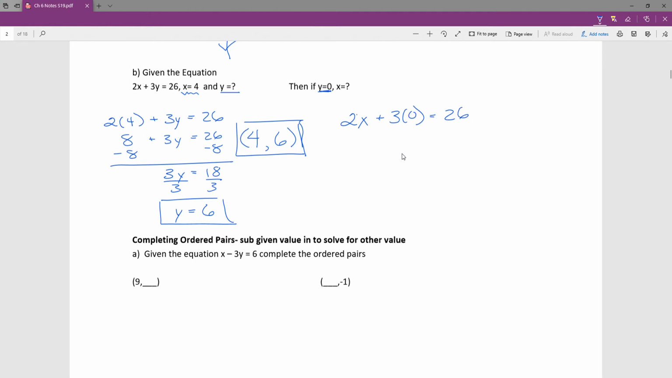When something times 0 is in there, I just write it like that. It's just 0, so I can just get past that. 2x equaling 26. And solving for x, I get that x equals 13. So again, writing it as an ordered pair, because it's a nice, neat way of representing all the information. This is a solution to this linear equation.